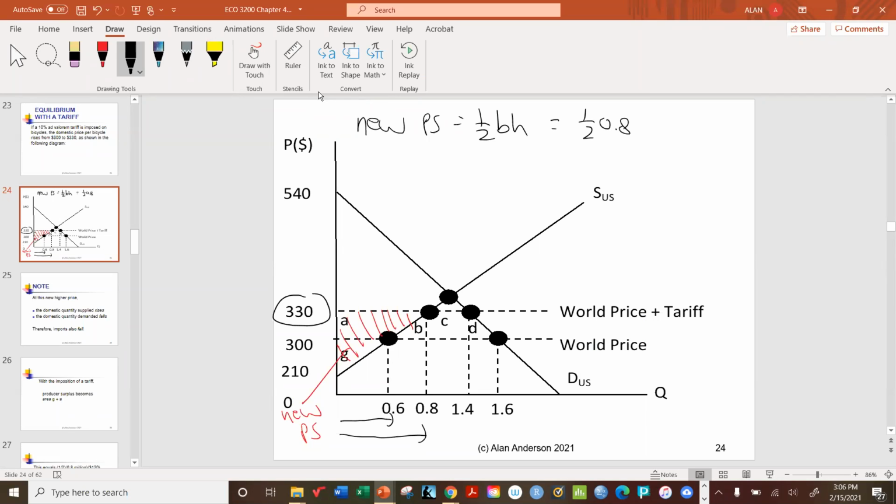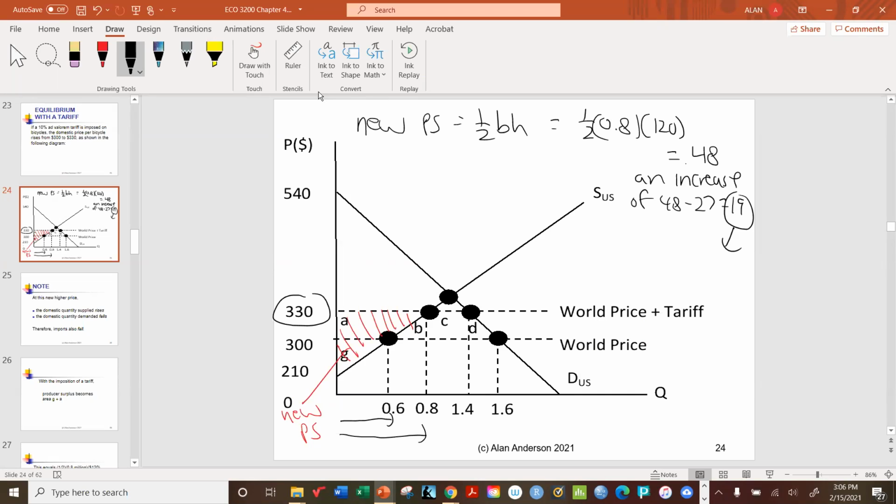The height is 210 up to 330, which is 120, which is $48 million. So it has increased by 19. Okay, so that means this trapezoid has an area of 19. So the total is 48. So that's one of the benefits of this.